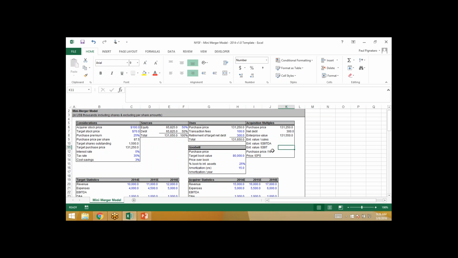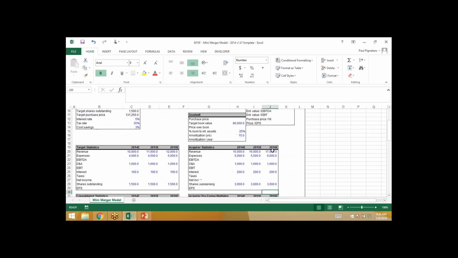I want to run multiples. We cannot run these multiples until we've built out all the statistics. So take 5 minutes and build out these statistics. The income statements. EBITDA, simple. Revenue minus expenses. EBIT, EBITDA minus D&A. And so on. Net income, EBIT minus interest, after taxes, etc.